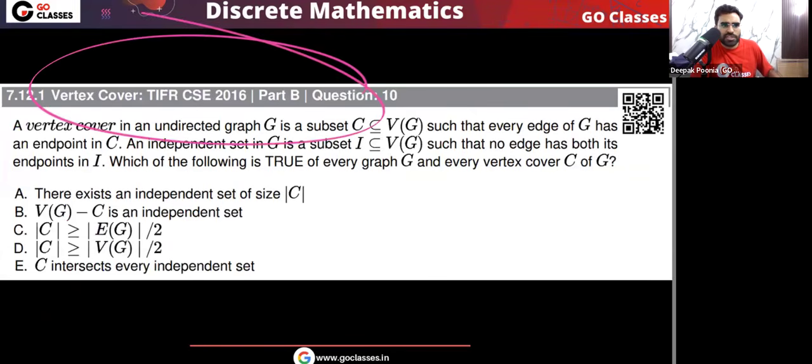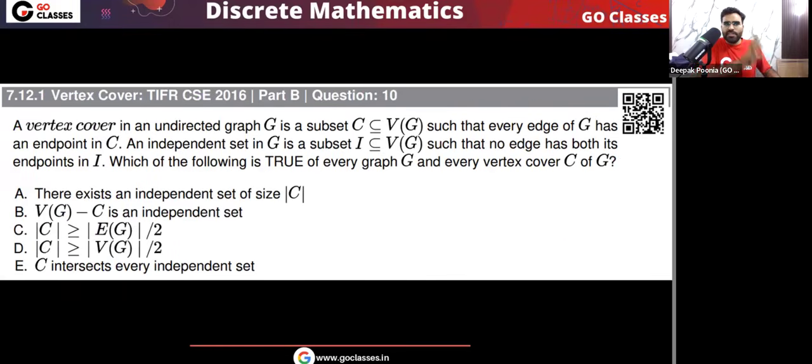Let's solve the TIFR 2016 question. To solve this question, all the concepts that are required, we have already seen. We have already done the recap of all the concepts required to solve this question. So let's solve this question now.